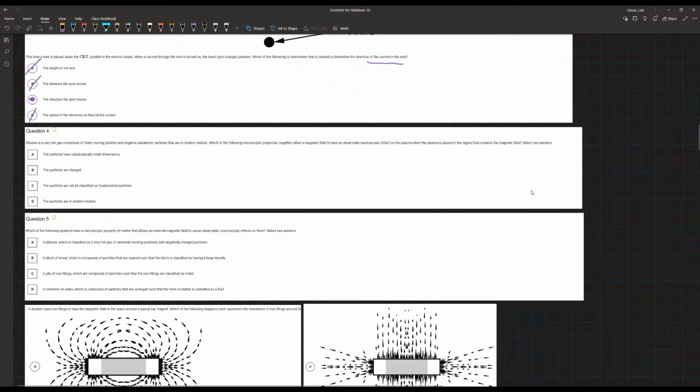So we need the direction. Question number 4. A plasma is a very hot gas comprised of freely moving positive and negative subatomic particles that are in random motion. Which of the following microscopic properties together allow a magnetic field to have an observable macroscopic effect on the plasma when the plasma is placed in a region that contains the magnetic field? We're going to choose 2 answers.